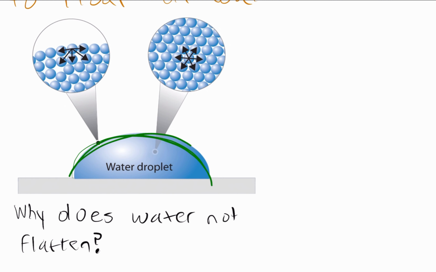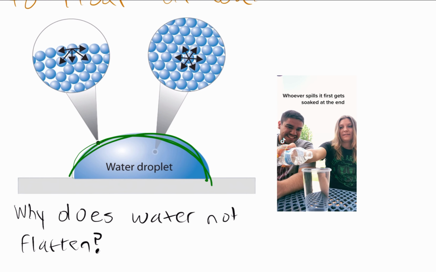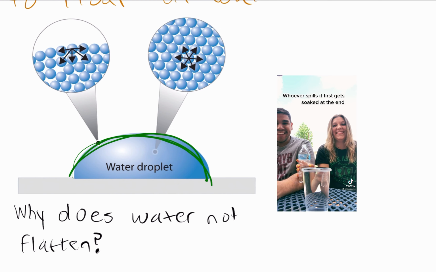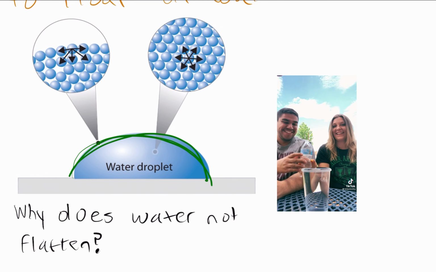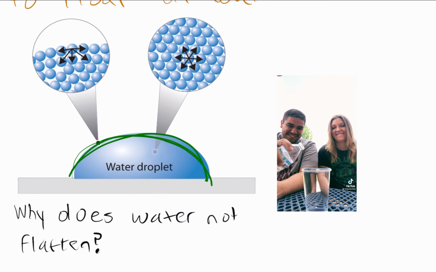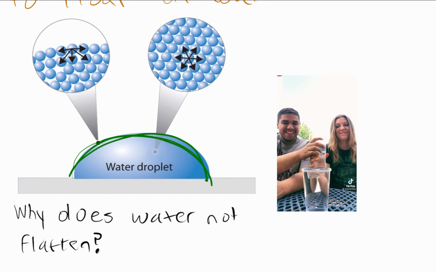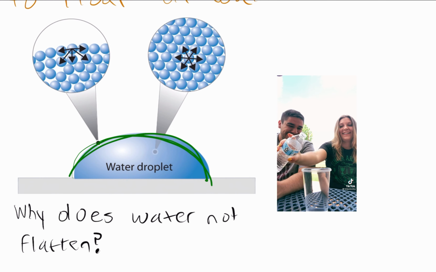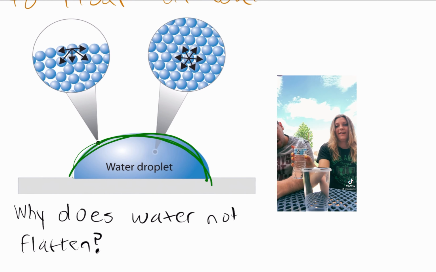And I don't know if you guys are familiar with this, but there's a TikTok out there where they continue to add water into a glass until the water topples over, then that person loses. And it's like, wow, we keep adding water, how come it's not flowing over? And this is because of cohesion and these water molecules really wanting to be together.